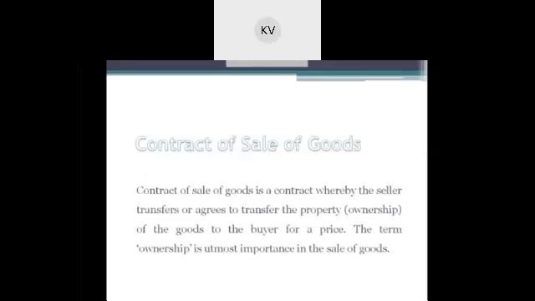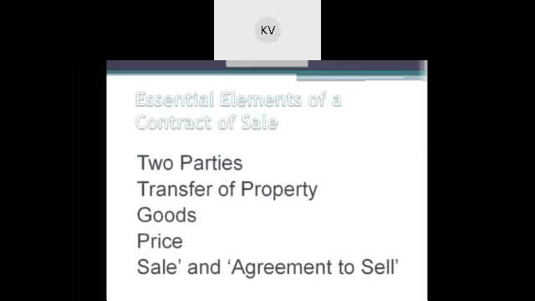A contract of sale of goods is a contract whereby the seller transfers or agrees to transfer the property in the goods to the buyer for a price. The term ownership is most important in the sale of goods. See this, students, you should understand that sale means selling the ownership of the goods to the buyer for the price, besides transferring the physical possession of the goods. Here, possession of the goods does not entitle a person to ownership.